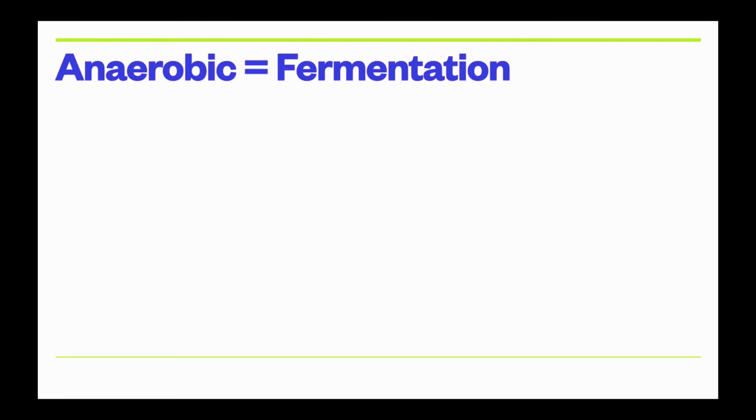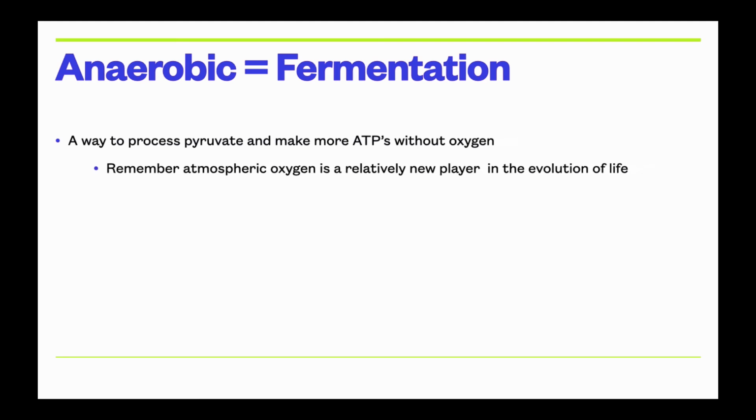Now, anaerobic is the same thing as fermentation. These two words are basically interchangeable. It's a way to take pyruvate and make more ATPs out of it without using oxygen. And remember, atmospheric oxygen is a relatively new player in the evolution of life. There were lots and lots of living things doing cellular respiration a long time before oxygen was available, so their cellular respiration was limited to glycolysis and fermentation. Not true anymore. Because of this, all life on Earth has the enzymes and the genes to produce these enzymes and run this process we call glycolysis. It's a very ancient process.